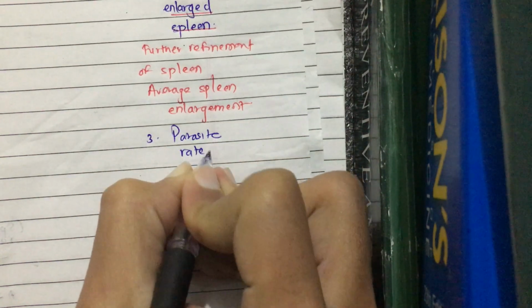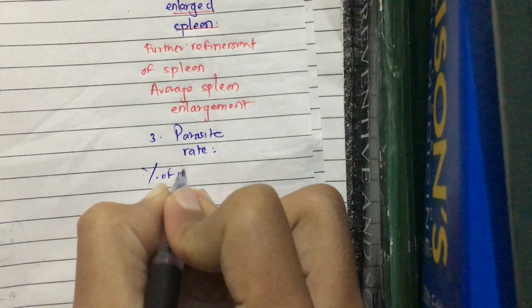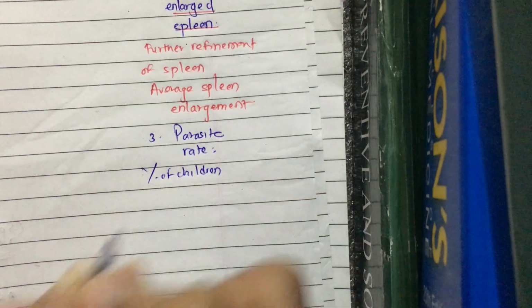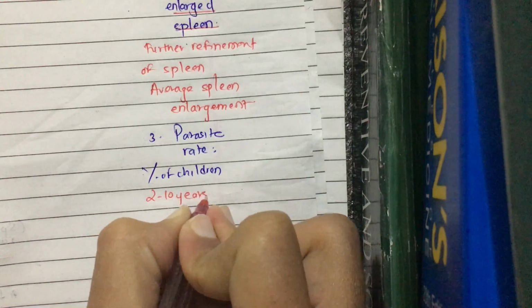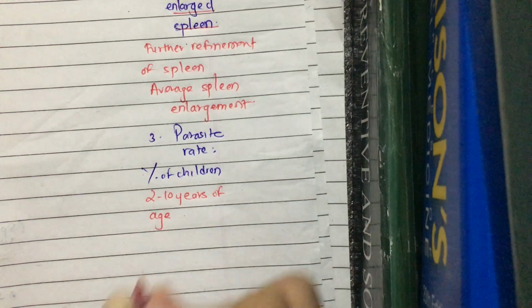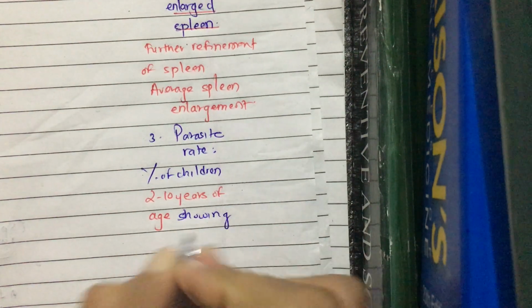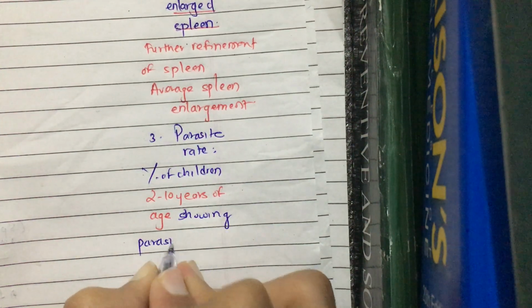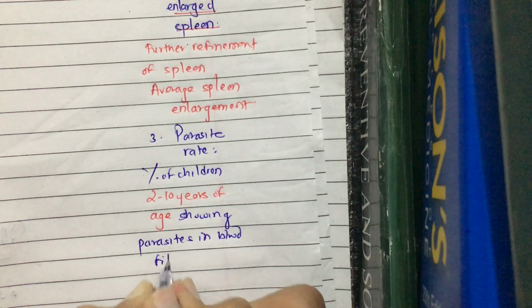Parasite rate means the percentage of children 2 to 10 years of age showing parasites in the blood film. This is also measured in children 2 to 10 years of age.